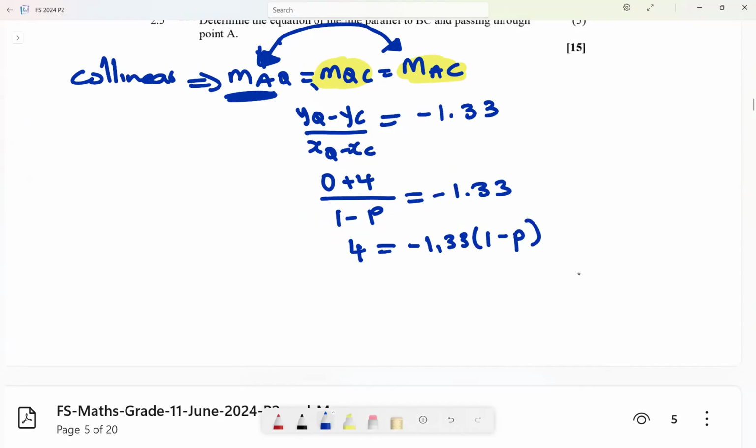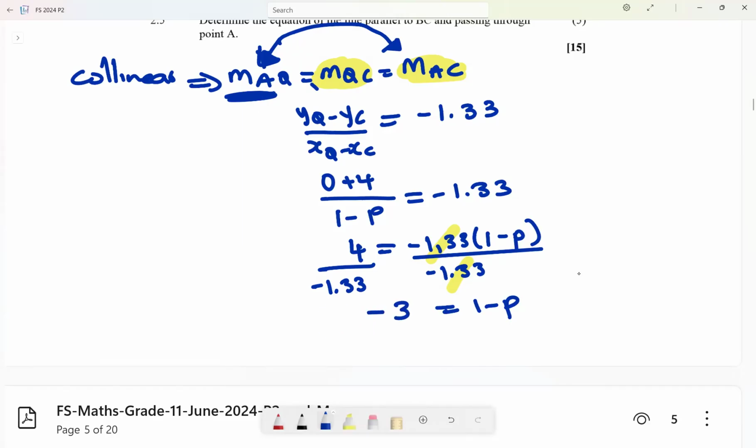You can simplify, become a mathematician, but instead I'm going to divide by negative 1.33. Then I get on this side 1 minus p. Can you see that this and this cancel off? Then I have 4 divided by negative 1.33. I get something like negative 3.00 something. Okay, I'll just leave it as negative 3.